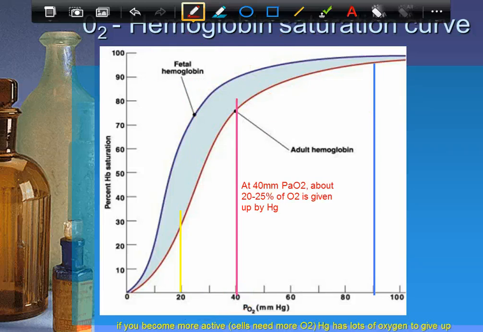So look at the bottom line here. This is the point I had made earlier. If you become more active, again look at this yellow line, the cells need more oxygen. Hemoglobin has lots of oxygen to give up. It's going to dissociate into free oxygen.